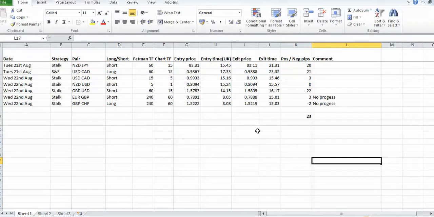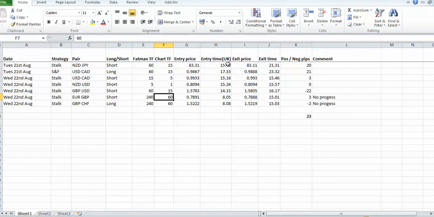As of now, I'm going to be creating this for you so that you can see this in all my videos. I'm going to start as of this week. I'm going to tell you what the date is of the trade, what strategy I'm using, and if you come into my live trading rooms, you'll understand the difference between Stork and S&F, the pair, whether it's short or long, the Fat Man that I use to get the signal, whether that's an hour, 15 minute, 5 minute, 4 hour. That then transposes to which chart we're looking at here, 15 minute, 5 minute, 15 minute, 1 hour.